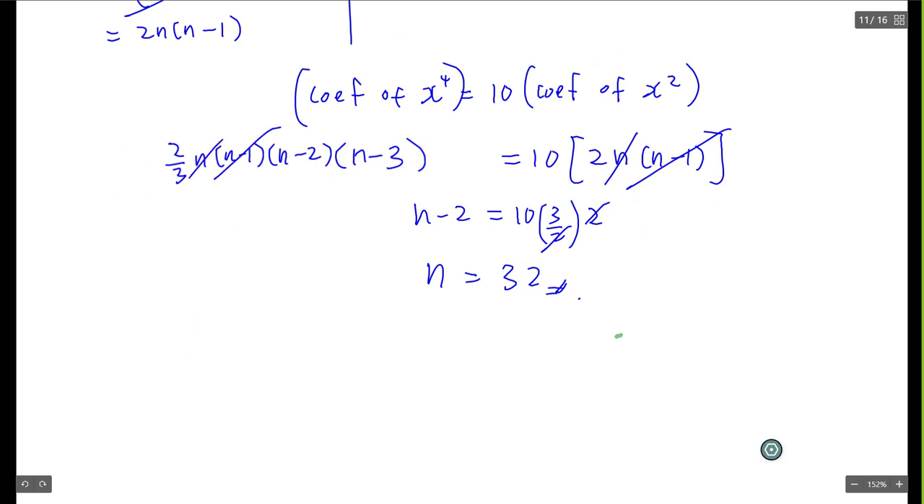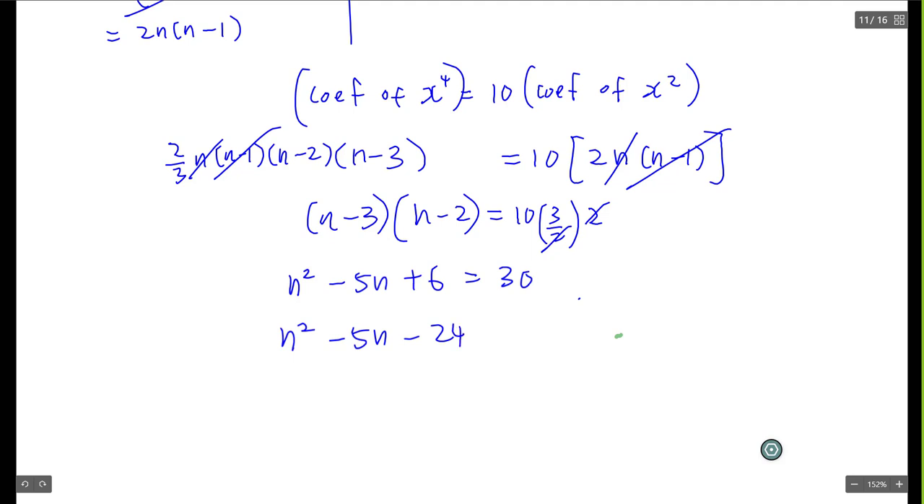Okay, then we cut these two. We still have an n minus 3 here. Then the rest here should be okay. Here is 32, I believe is okay. I mean it's 30, sorry. Here we'll get a 30. And then here we actually will expand it: n squared minus 5n plus 6. So n squared minus 5n minus 24 equals to 0. n minus 8, n plus 3 equals to 0, n equals to 8.